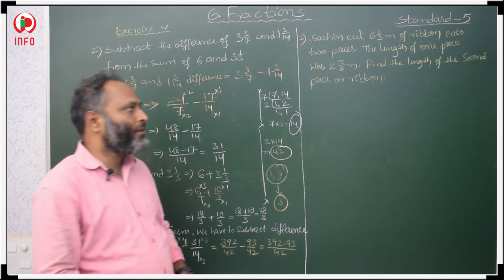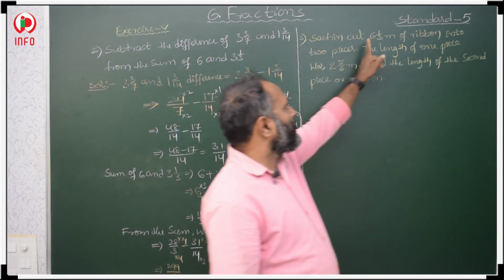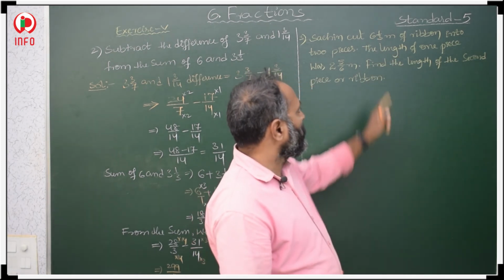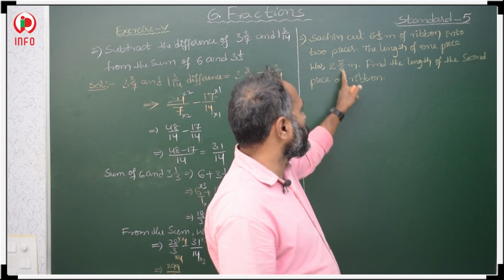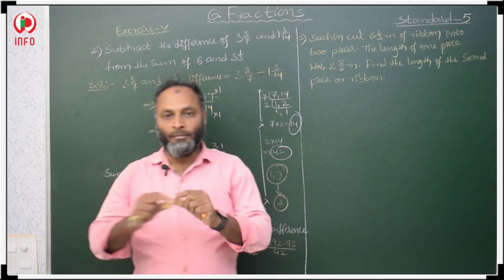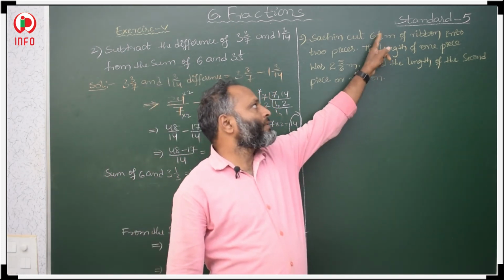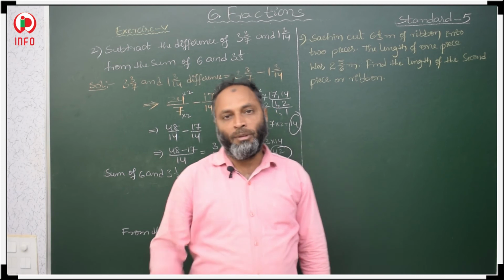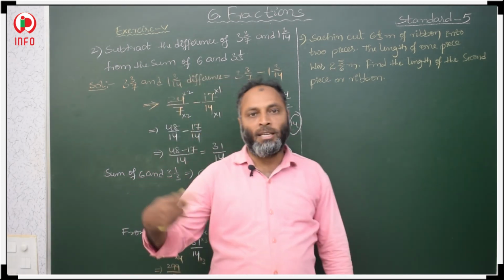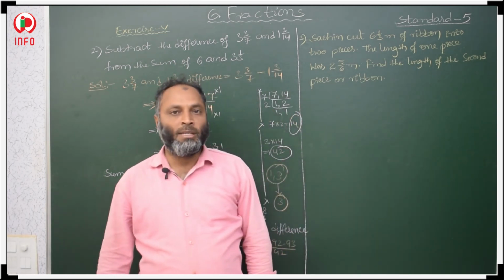Okay, students. Now, here Sachin cut 6 1/3 meters of ribbon into 2 pieces. The length of one piece is 2 5/6 meters. Find the length of the second piece of ribbon. Total ribbon length is 6 1/3. One ribbon piece length is given, that is 2 5/6. He is asking for the other ribbon piece length.